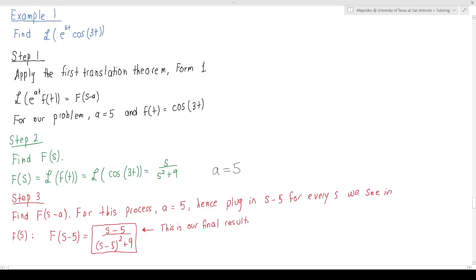So this is the final solution here in this box: we're going to have s minus 5. Remember, an s used to be on the top by itself. And then here we have s minus 5 squared plus 9. Remember, it was just an s squared. So we've replaced every s with an s minus 5. And that's the essence of using the first translation theorem, form 1.